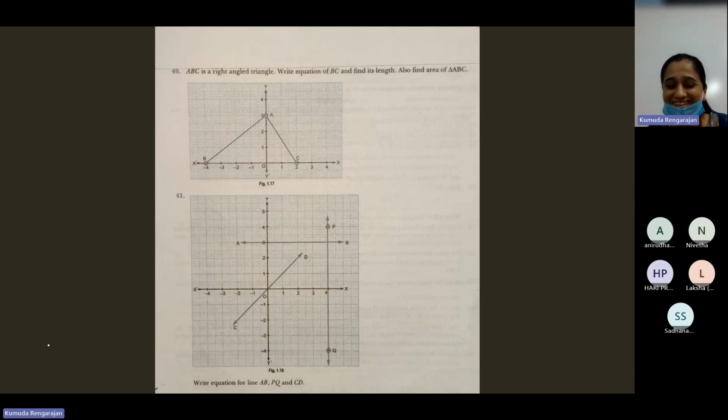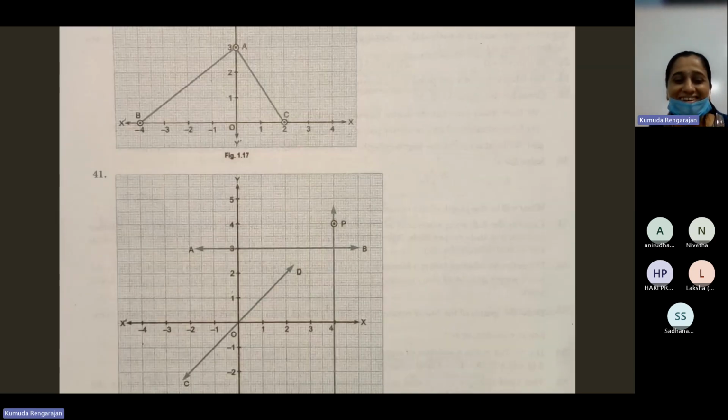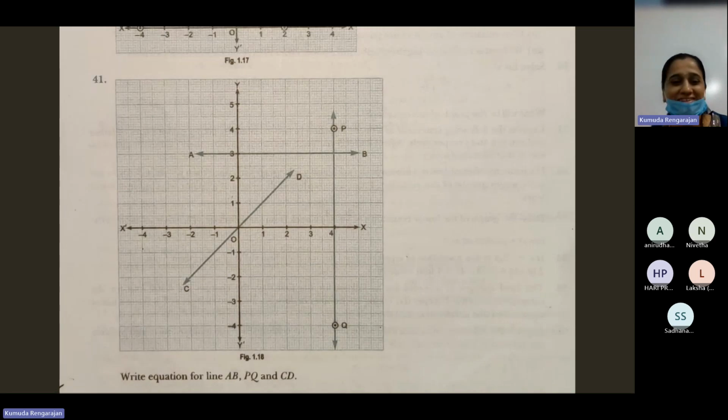And the last one. I'm smiling for something, I'll tell you later. Write the equation for the line AB, PQ, and CD. AB, PQ and CD.